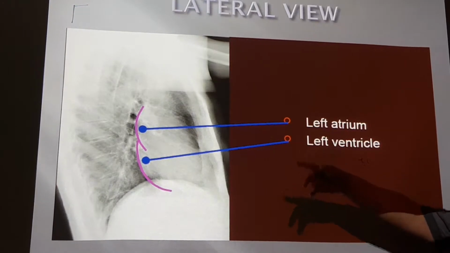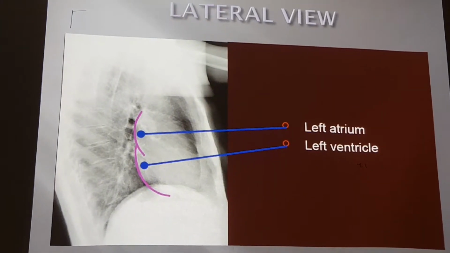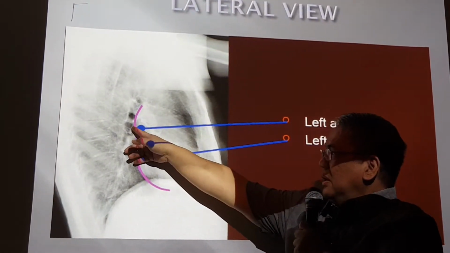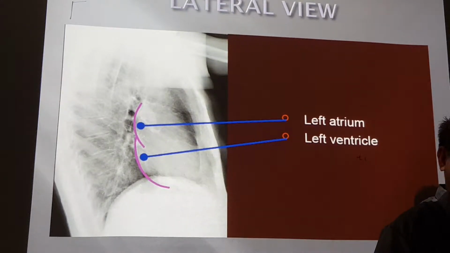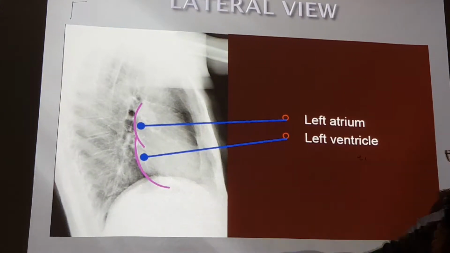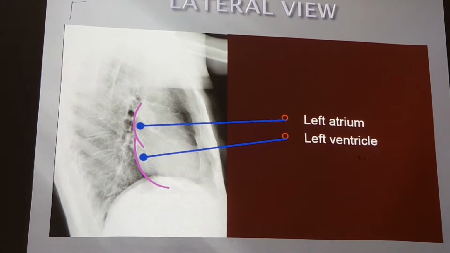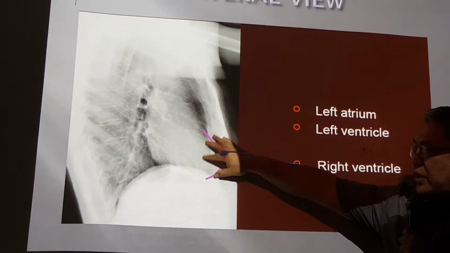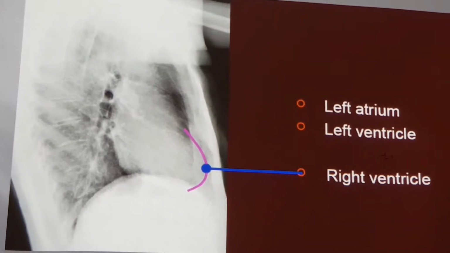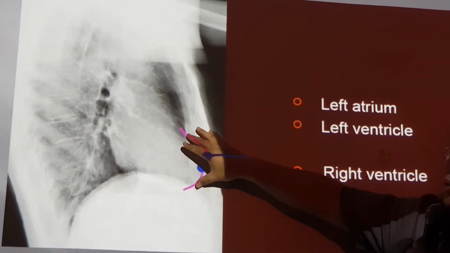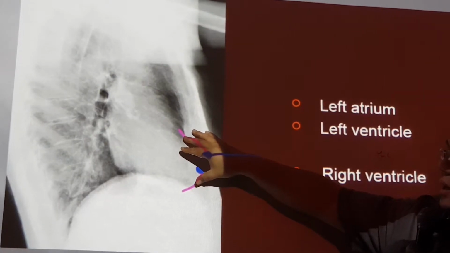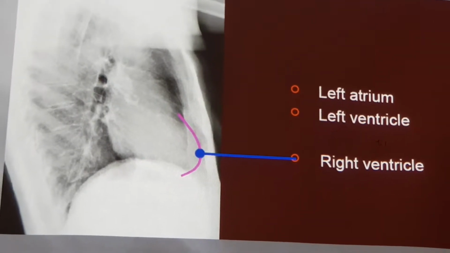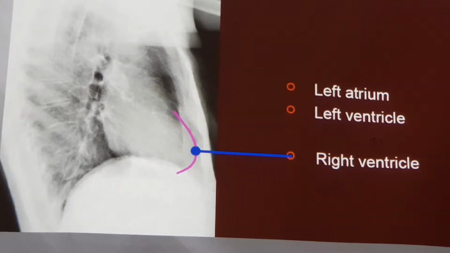So remember that the left atrium is more superior. Notice this one, the air-filled bronchi. It's very near to your right and left main bronchus, and the lower border is formed by the left ventricle. Anteriorly, that's the area occupied by the right ventricle. Normally your right ventricle occupies only the lower third of the retrosternal area. It does not occupy more than a third of the retrosternal space.